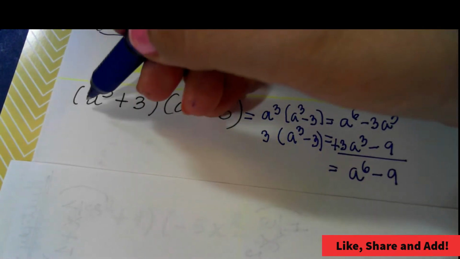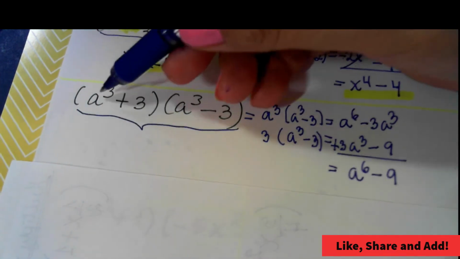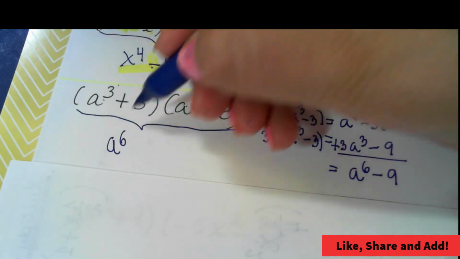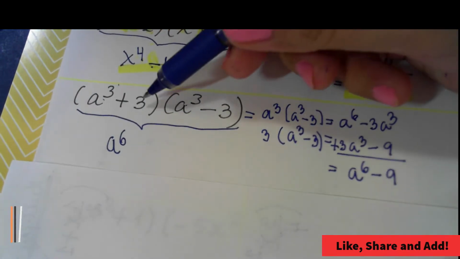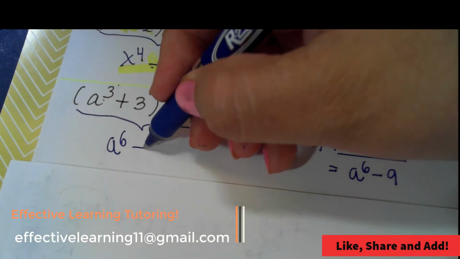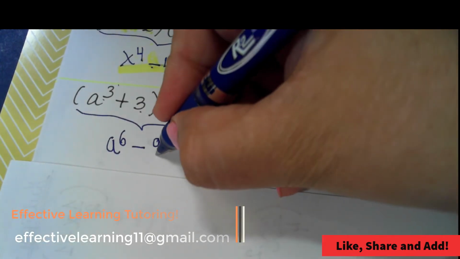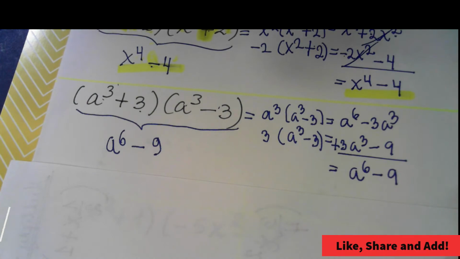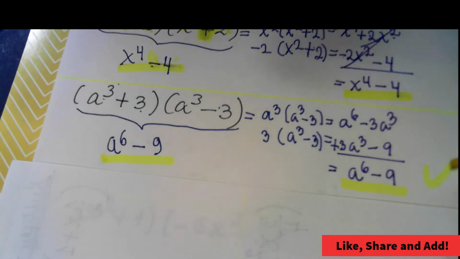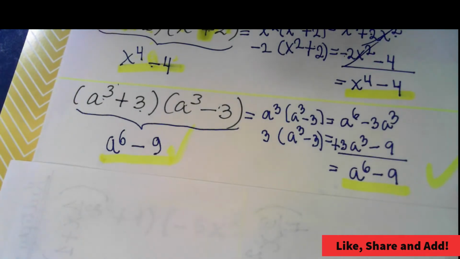So we're going to apply the rule here. A cubed times a cubed, a to the 6th, because you have to add. And negative 3 and positive 3 is 0. You don't need to write it. Plus times negative is negative. 3 times 3 is 9. So your answer is a with exponent 6 minus 9. And here is as well. Both are right. We apply the same rule.